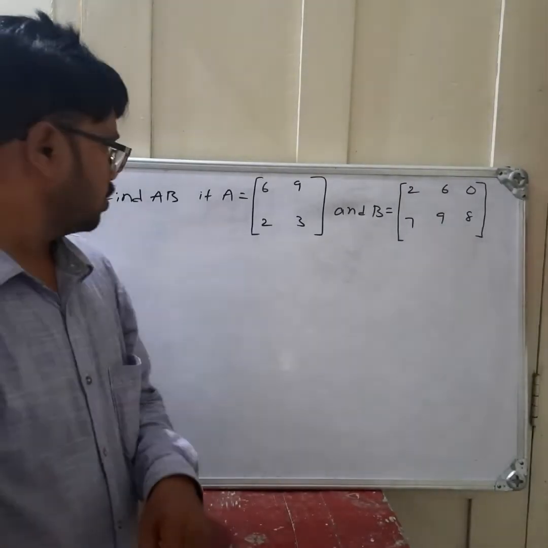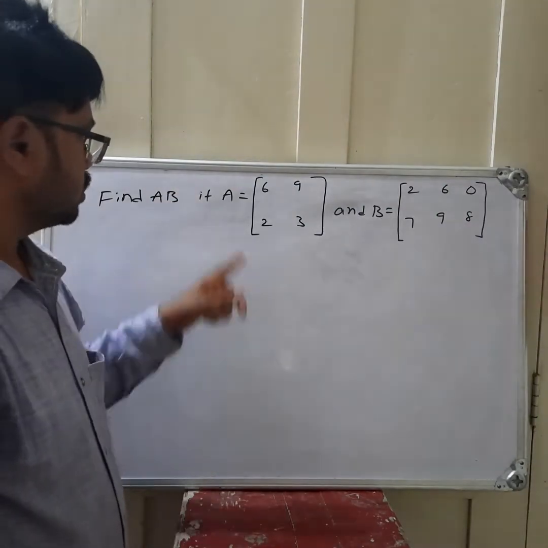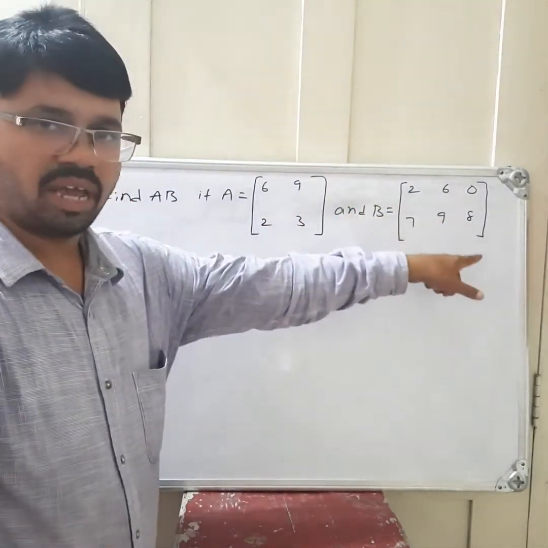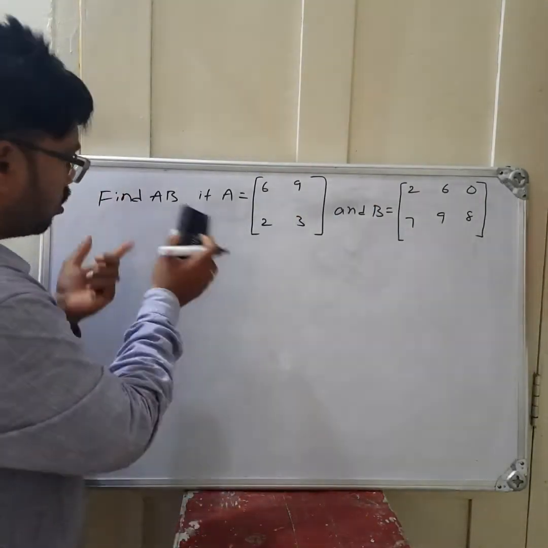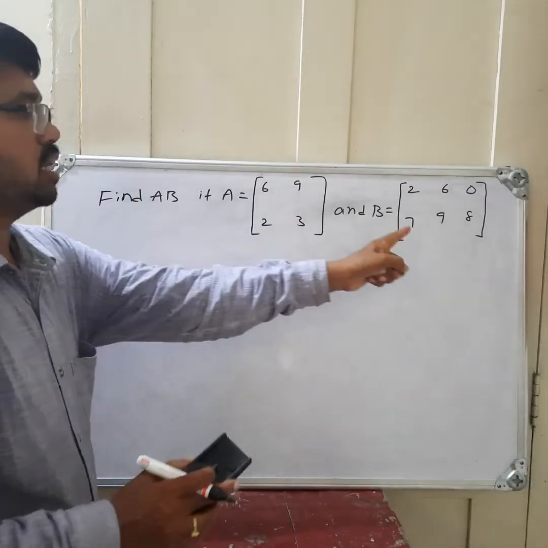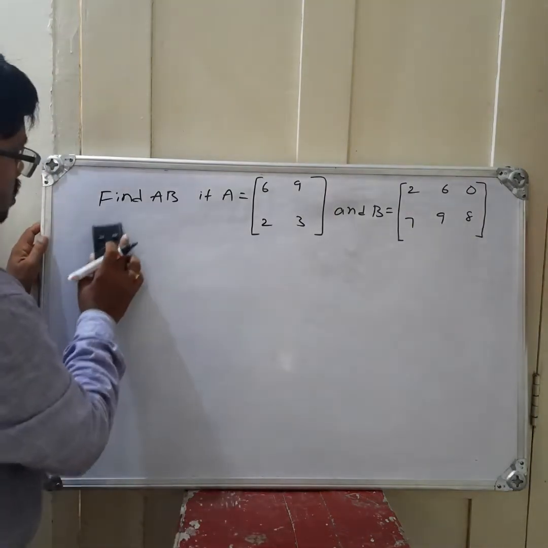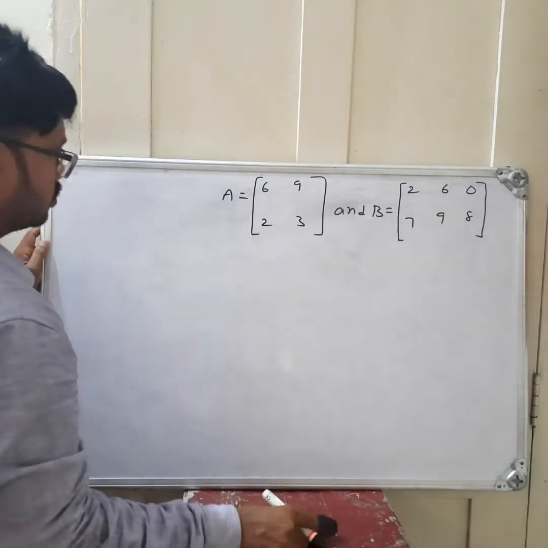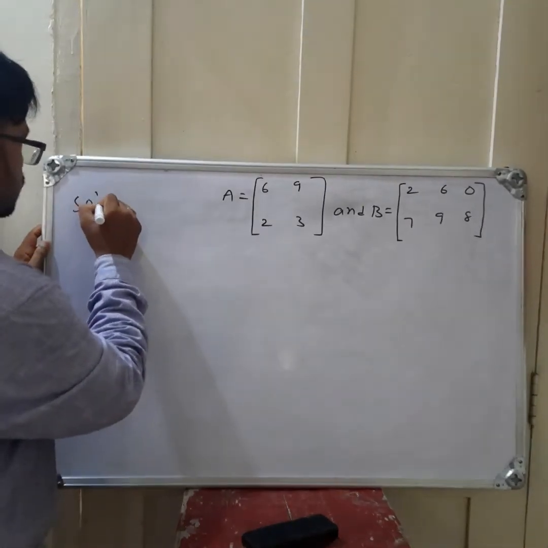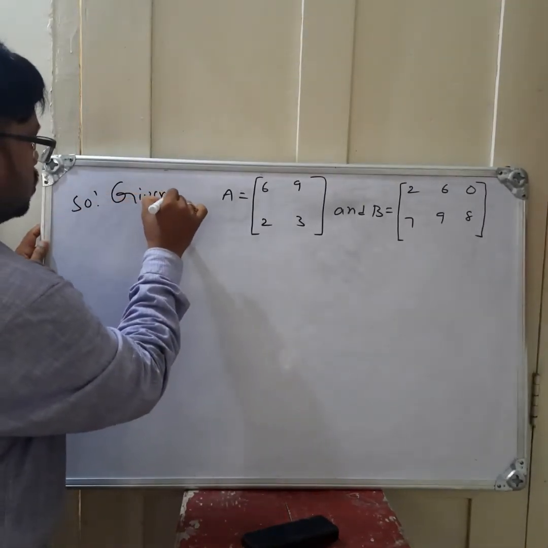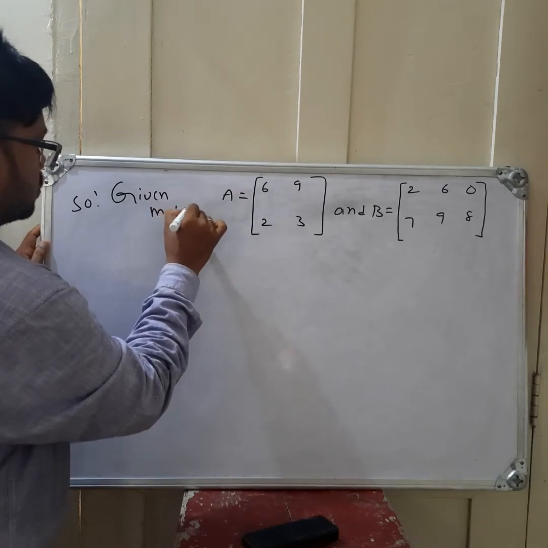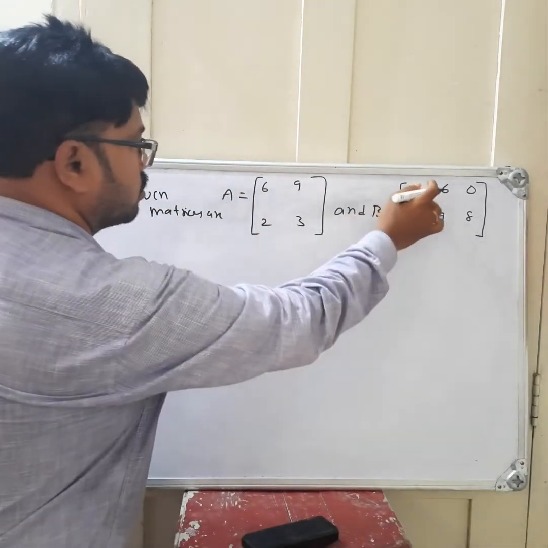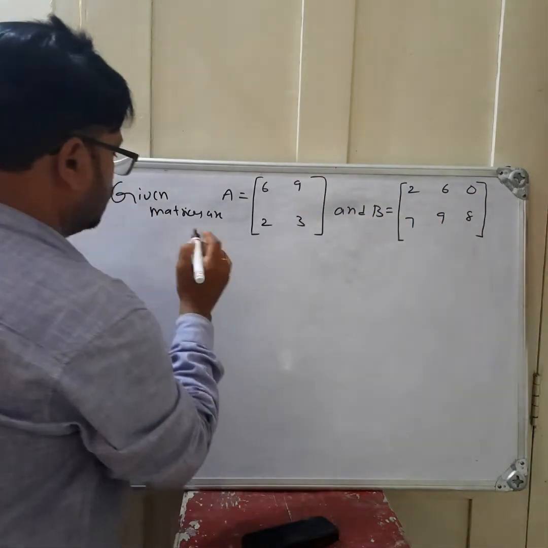See students, the next problem. Find AB if A equals 6, 9, 2, 3 and B equals 2, 6, 0, 7, 9, 8. That means we have to find the multiplication of this matrix and this matrix. Solution: the given matrices are A equal to 6, 9, 2, 3 and B equal to 2, 6, 0, 7, 9, 8.